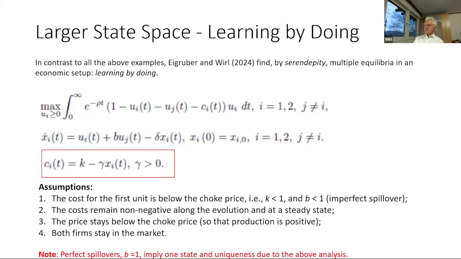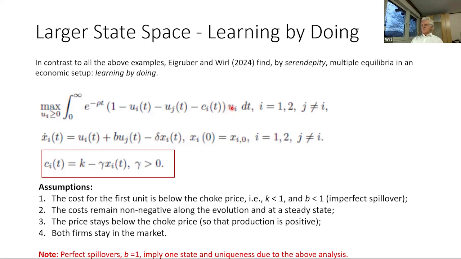Okay, so I'll now describe the learning by doing game. You have here a choke price of 1. So this is the price. UI is what player I produces. UJ is what player J produces. It's set up here for 2 players, but in fact, we have done this for n players also. Then you subtract the cost. So this is the price minus cost between the brackets, and you multiply this by the production. Then this is your current flow of profits.